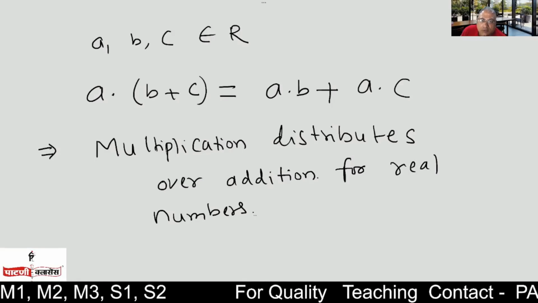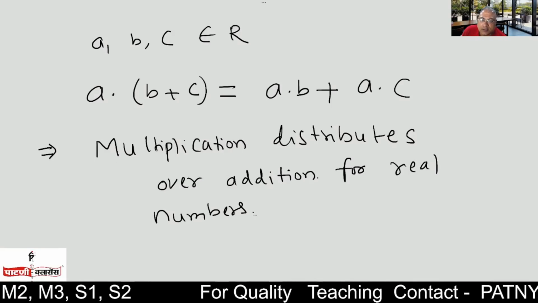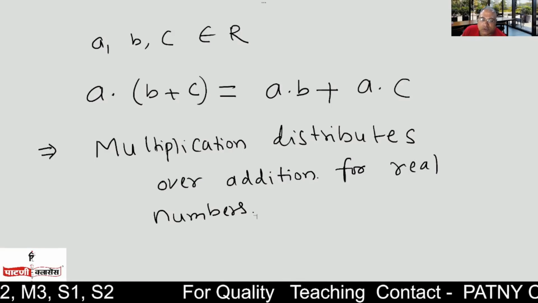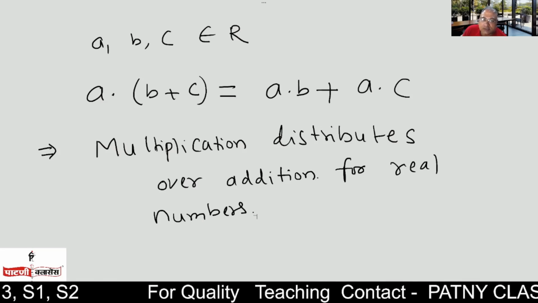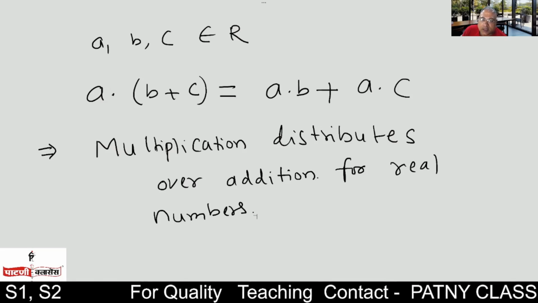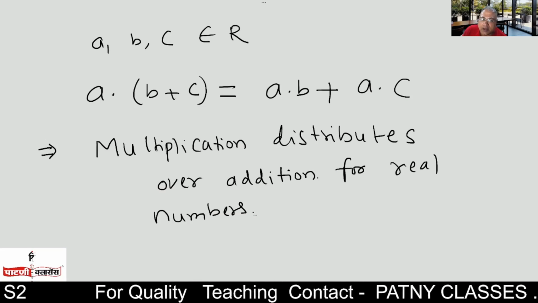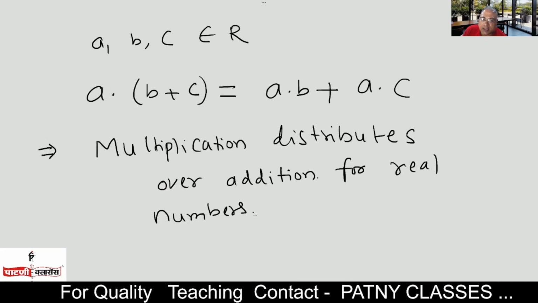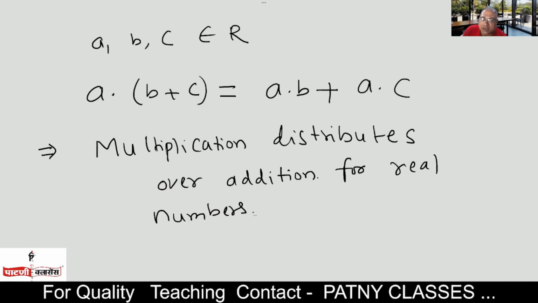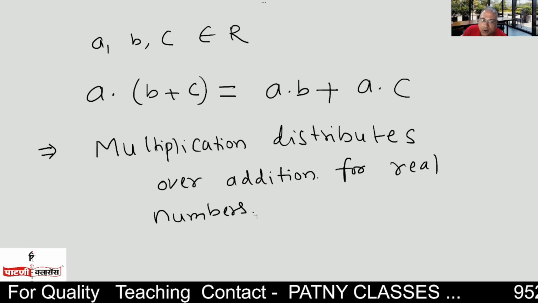Now, the last property: if a, b, c belongs to R, then a dot (b plus c) equals a dot b plus a dot c. In this property, multiplication is distributing over addition. That is, multiplication distributes over addition for all real numbers. This is true for all real numbers.